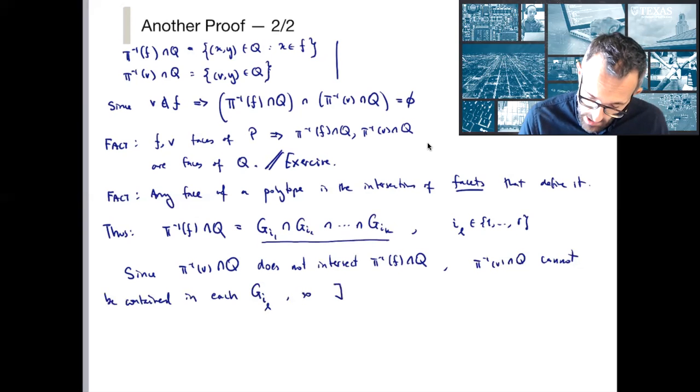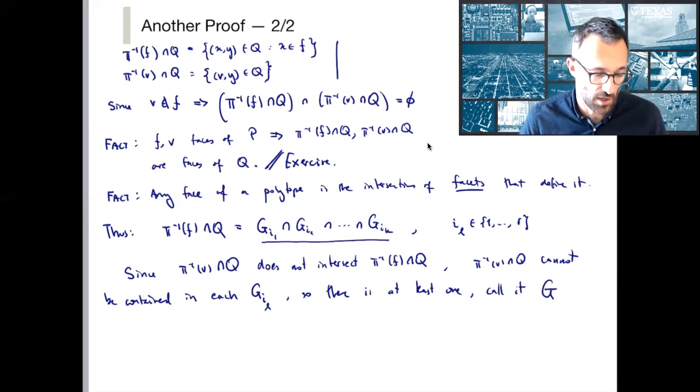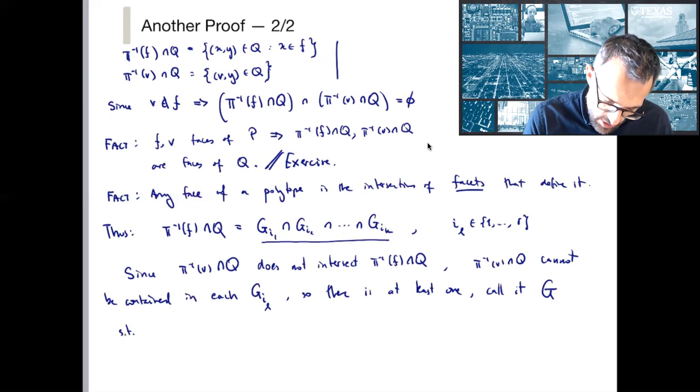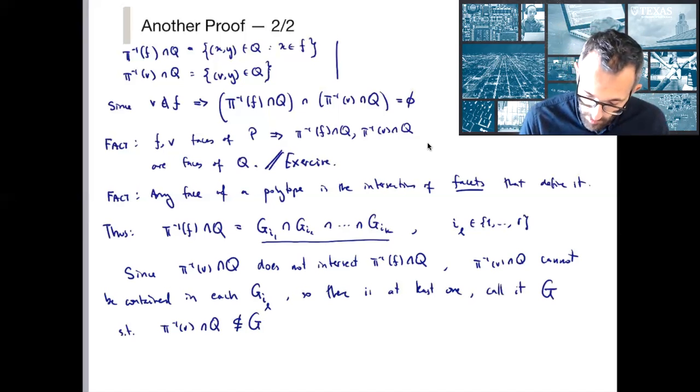So there is at least one, and I'm just going to drop the index and call it G. Maybe that's g_{i1}, maybe it's g_{i2}, maybe it's g_{i3}. Call it G, such that π inverse v in Q is not contained in this G. And you'll immediately recognize that this is property 1.